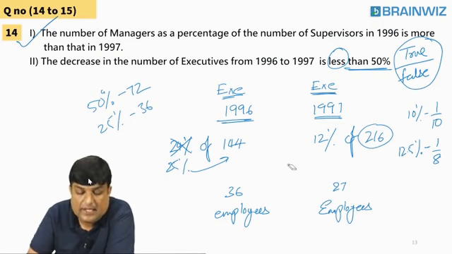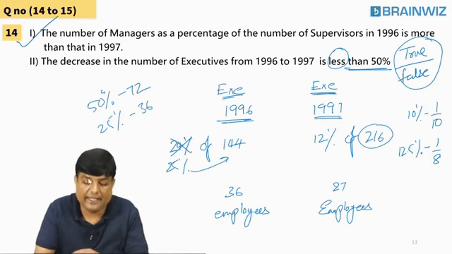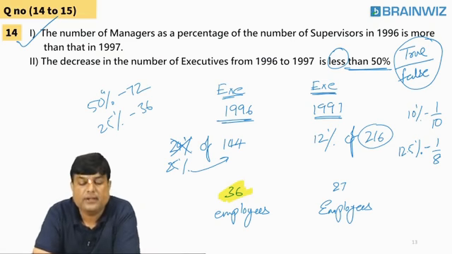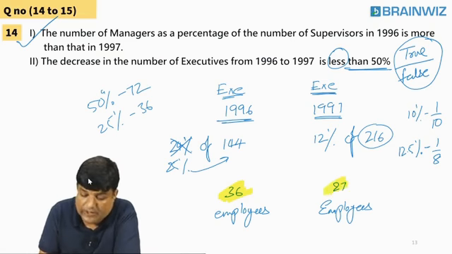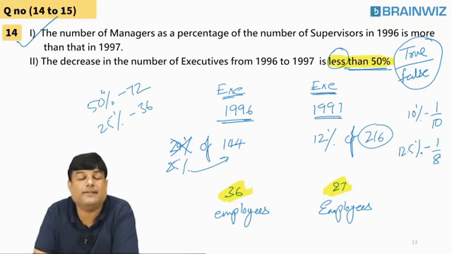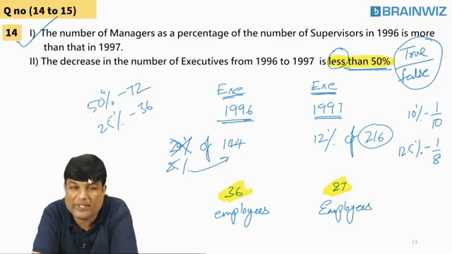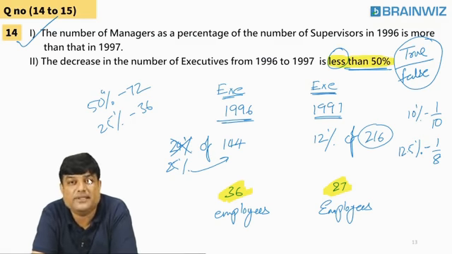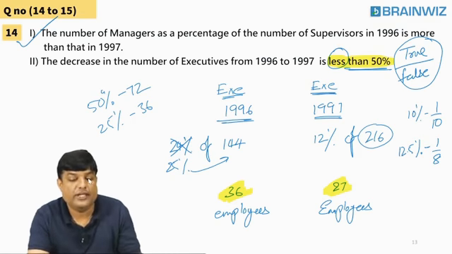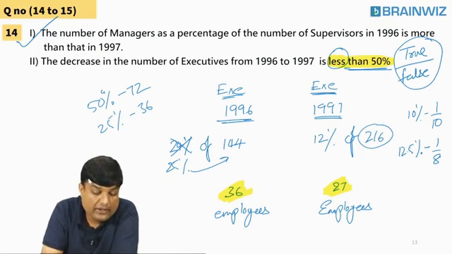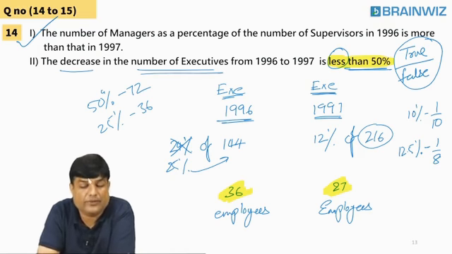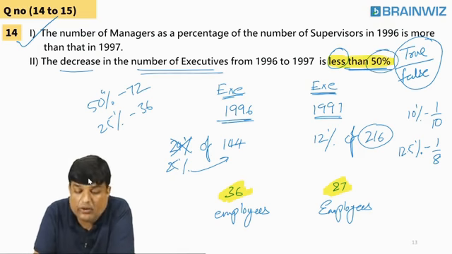Now, guys, previously in the year 1996, we got 36 employees. Now, in the year 1997, I have 27 employees. What did he ask you? Is this less than 50% or more than 50%? What is my question? Is this less than 50% or more than 50%? Understood, everybody? Chaliye, let's try to see. What did he ask you? The decrease in the number of executives is less than 50% or more than 50%?